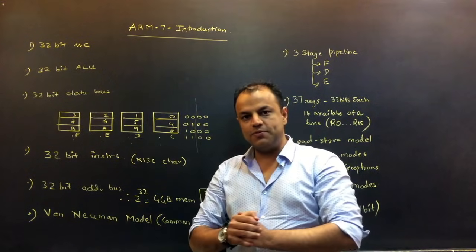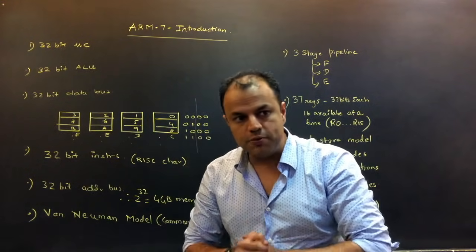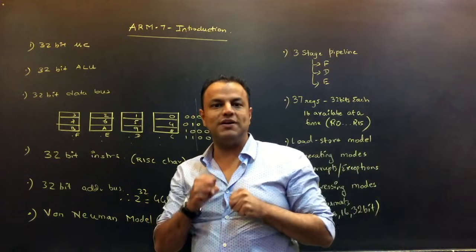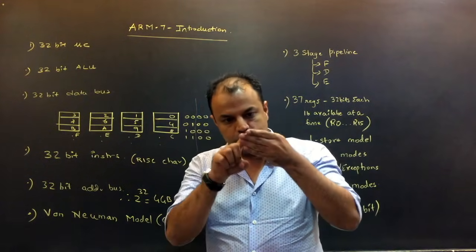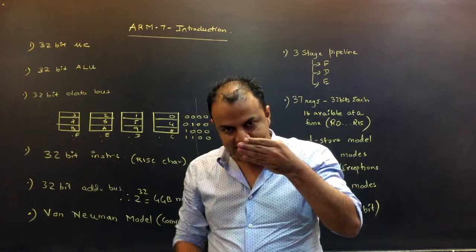Now exactly the same principle. ARM is a 32-bit processor. It wants to transfer 32-bit data at a time. 32-bit data will be stored in 4 locations, 4 consecutive locations.